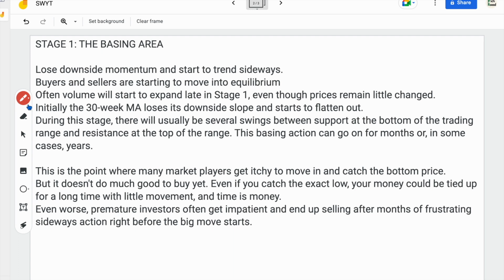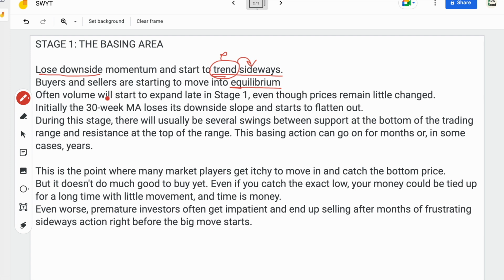Okay. So see, what happens in the basing area, it is written in the book, is that it loses downside momentum. From here, what you could think is that before the basing, there would be some kind of a down move. This is what the book is saying, downside momentum is lost. And then it says that there is a sideways trend. The word written here is trend, and just after it, sideways. This is wrong, because trend and sideways cannot go both ways. You can just say the price starts to go sideways. Buyers and sellers are starting to move into equilibrium. This is a very important word.